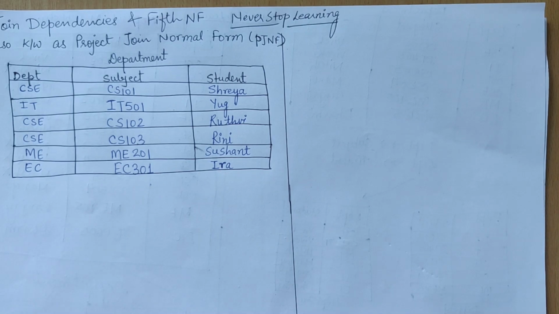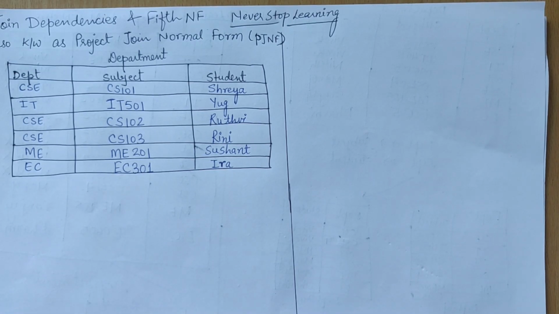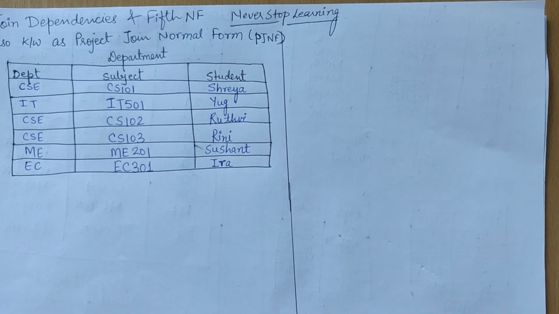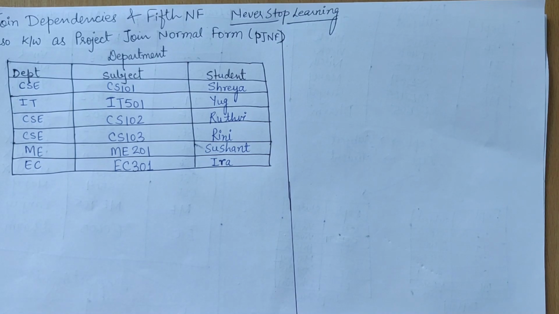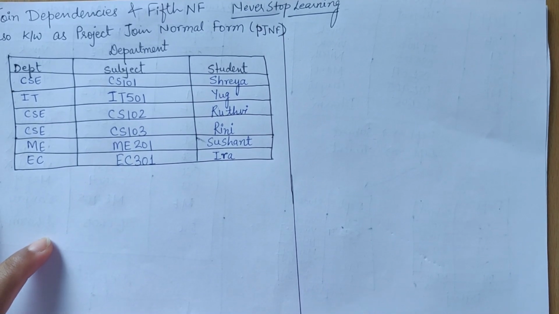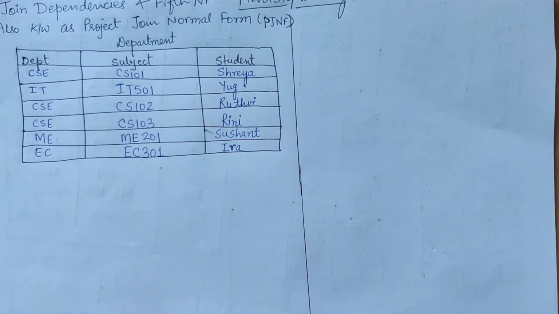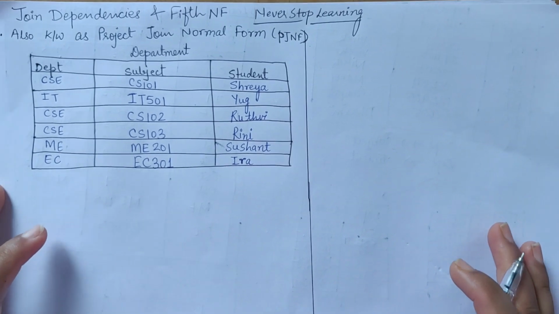If whatever I just told sounds like gibberish to you, just go back and see all the videos which I have uploaded earlier. So all the things will be clear. And next we have joint dependency and fifth normal form. The fifth normal form is also known as project join normal form, which is PJNF. First let me take an example and show what's the problem, and then you will understand fifth normal form and joint dependency in a better way.